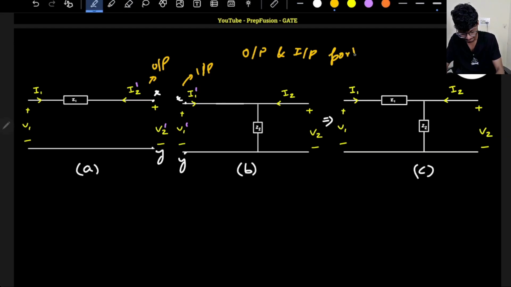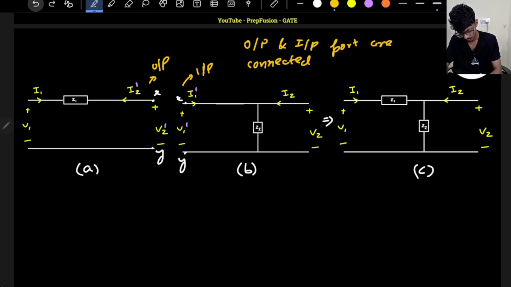If the output port and input port are connected together, then it is known as cascading of networks. Don't worry, we will learn this topic in the next to next lecture, but I'm just giving you a preview. We will learn this in the later parts.